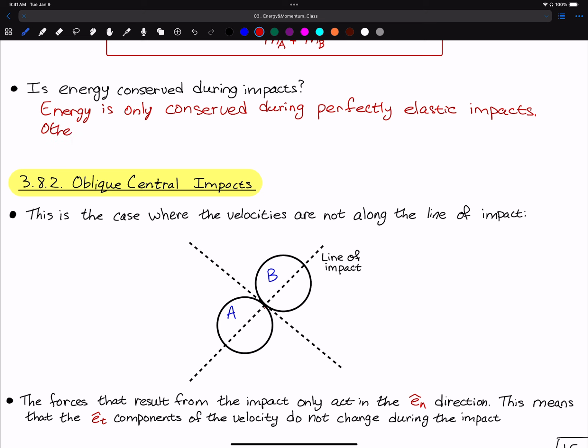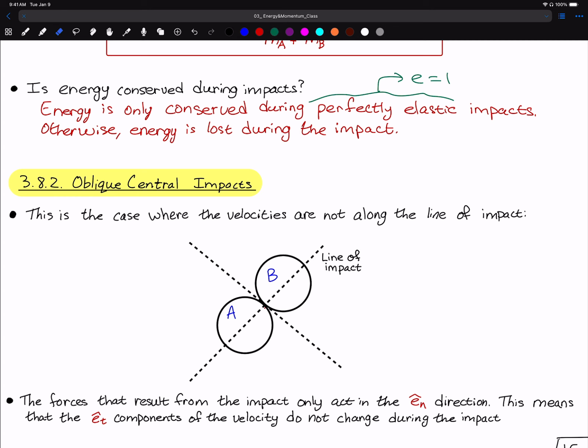Otherwise, energy is lost during the impact. And just as a reminder, perfectly elastic implies that e is equal to 1. So this energy loss occurs in a change in the kinetic energy. And so what you will find is that for a perfectly elastic impact, the kinetic energy before and after the impact is going to be equal. It's going to remain the same.